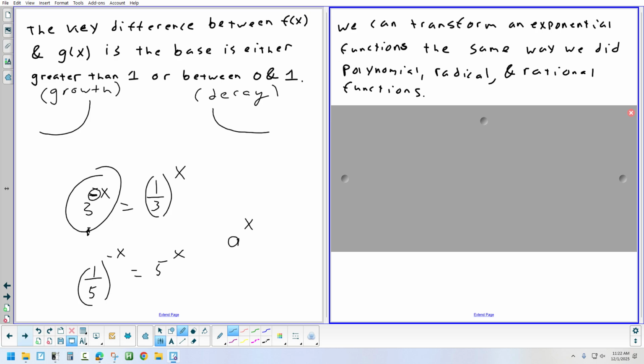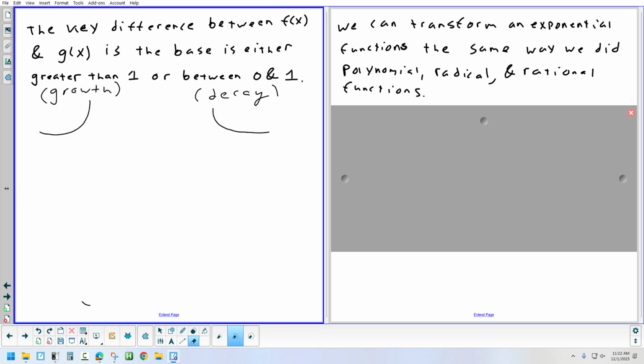All right, let's take a look at transformations. Okay, the nice thing about the stretching, the shifting, and the reflecting, there's no difference between this and every other one we've already studied it for. And we've done it at least 3 or 4 times now. Polynomials, we did radicals, we did rationals. Now we'll do exponentials.